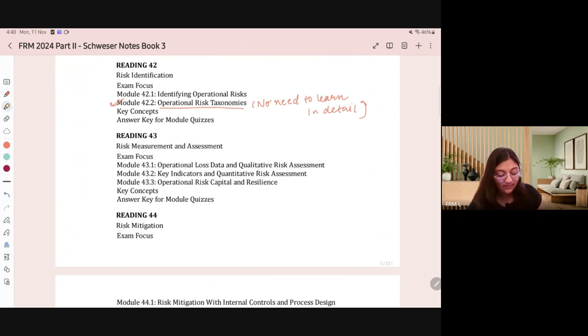Then again, this chapter is very important, risk measurement and risk assessment: how are we going to assess the risk? How are we going to manage the risk? This is a very important question. You can expect around one or two questions from this chapter.